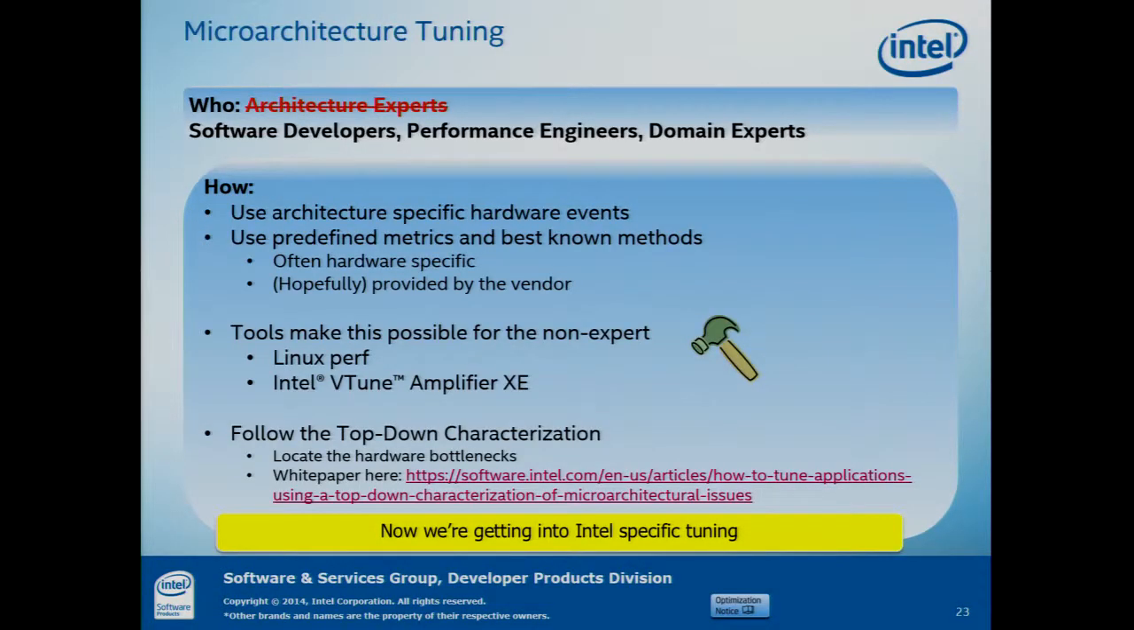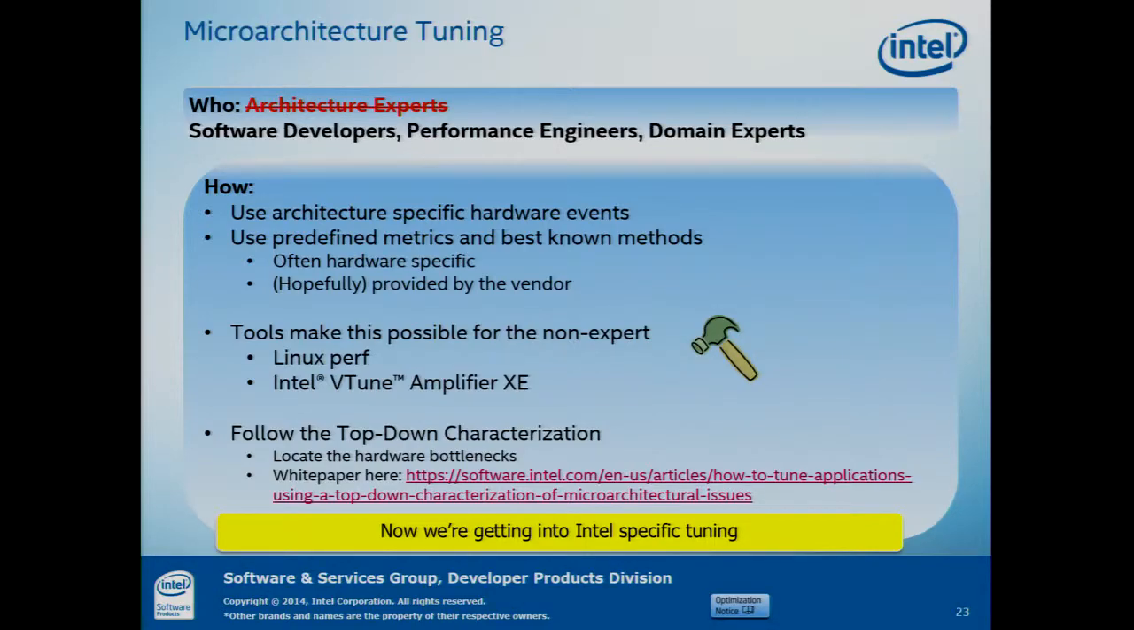Linux Perf, which is built into the Linux kernel, has the ability to collect these events and create metrics. vTune, which is Intel's tool for Intel platforms, has the ability to do this as well. Linux Perf is a cross-platform tool. It's not Intel specific, so you can use Linux Perf on other platforms as well.